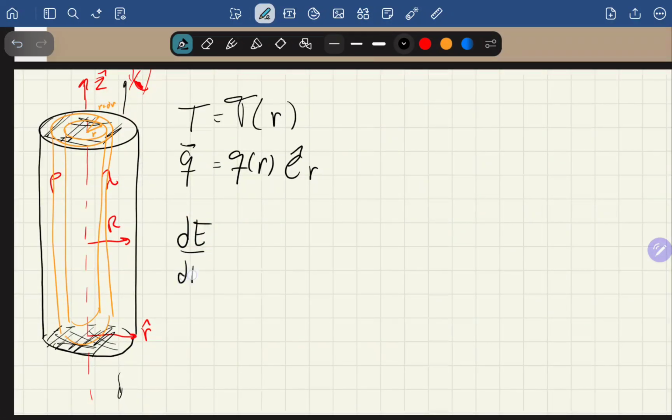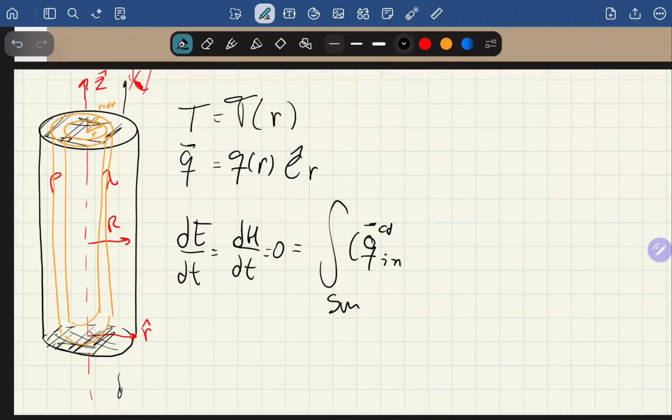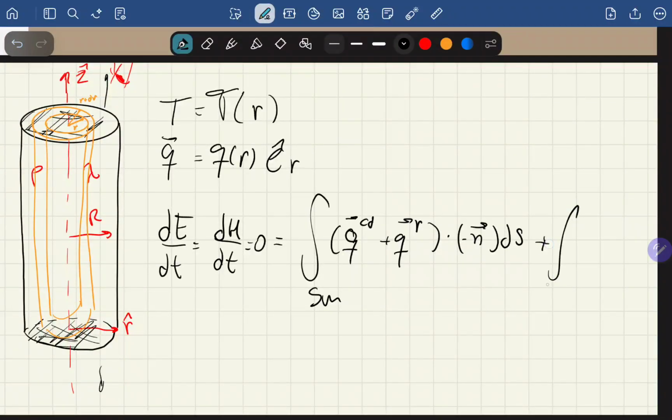So we have dH/dt, which is equal to 0, which is equal to the integral over some surface of the heat that is coming, CD for the conduction, plus the radiation heat, right? Which would be something like this, dot n dS. Plus whatever is being generated inside, so this is the volume integral of P dV.